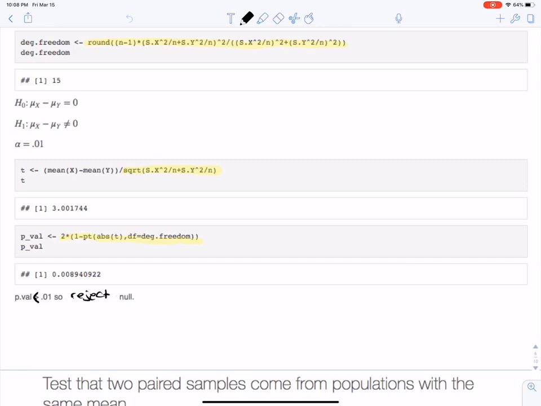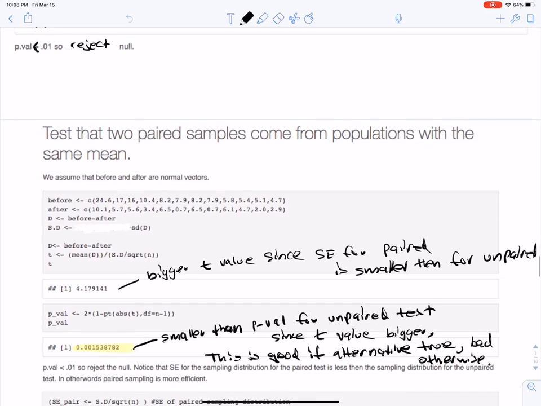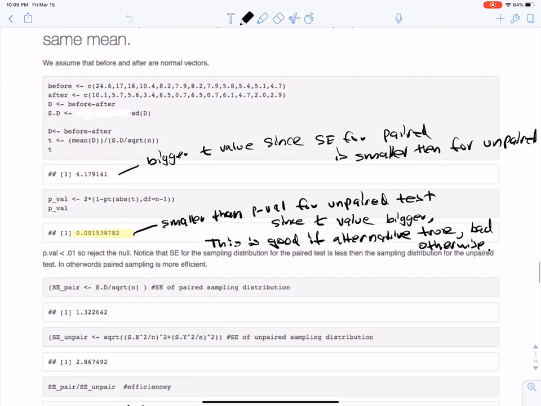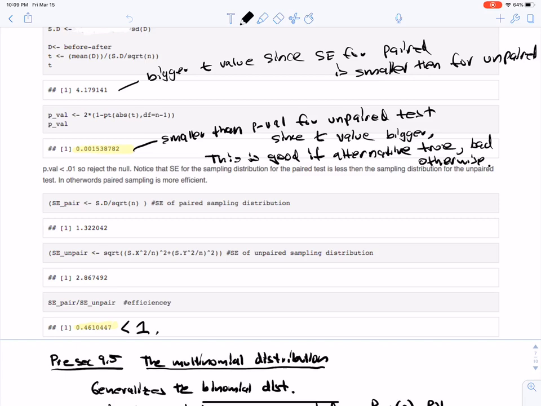Now we could do the same data set but treat it as a paired test, and really all I have to say about it, just notice that now the t-value is bigger because the SE is smaller, as we said above, because apparently this data here is positively correlated. So we'll get an even smaller p-value, and the efficiency is less than 1.